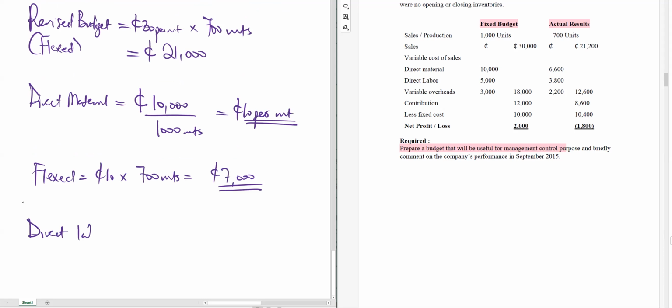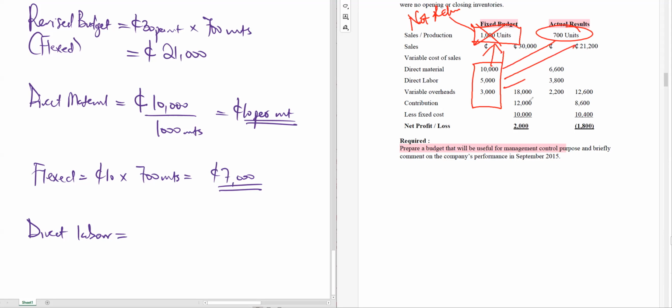Are we still using the sales multiplied by the sales? No. See, I told you every one of the 1,000 here is not relevant anymore. Everything here was by 1,000, and this 1,000 is not relevant again because now we produced 700. So each one of these must now be reflected at the 700.